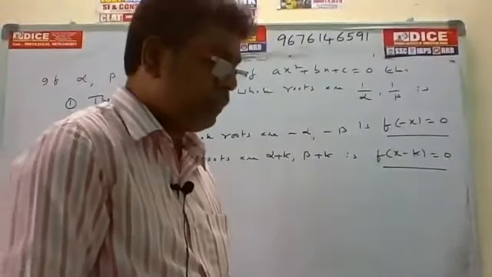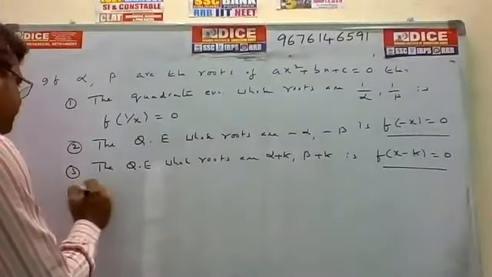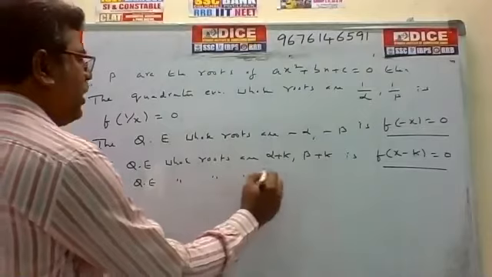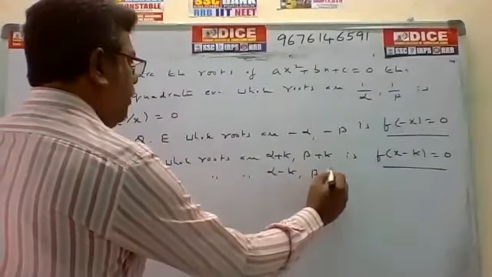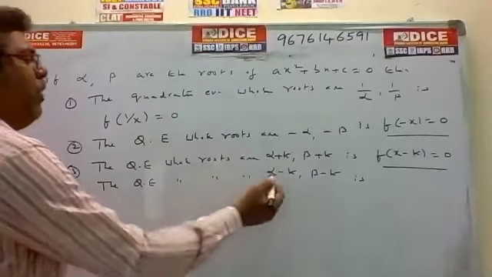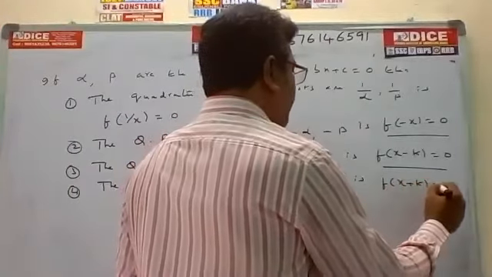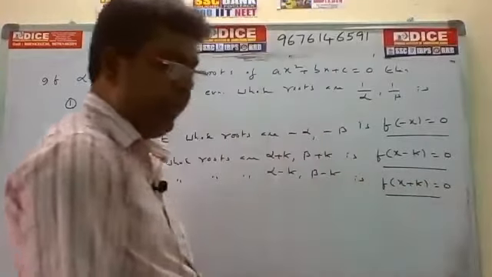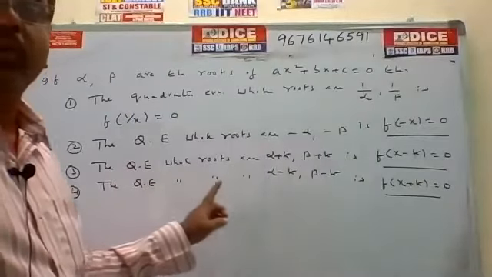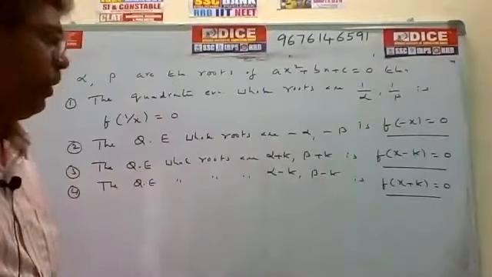last one, I hope. Fourth one. The quadratic equation whose roots are alpha minus k, beta minus k is f of x plus k is equal to 0. The quadratic equation whose roots are alpha minus k, beta minus k is f of x plus k is equal to 0. Last one.